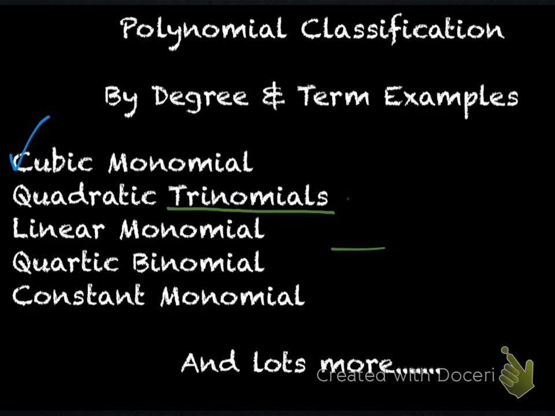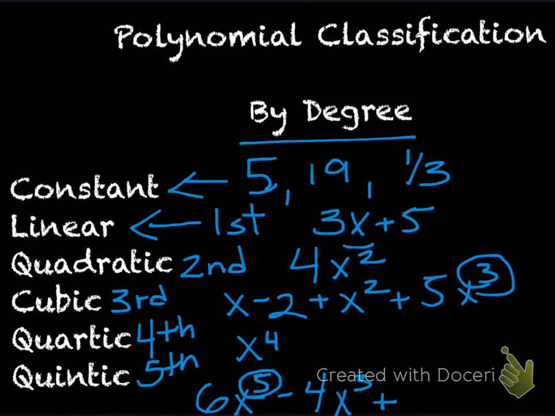I have 3. All right. What kind is it? It's a quadratic. You want to look back?